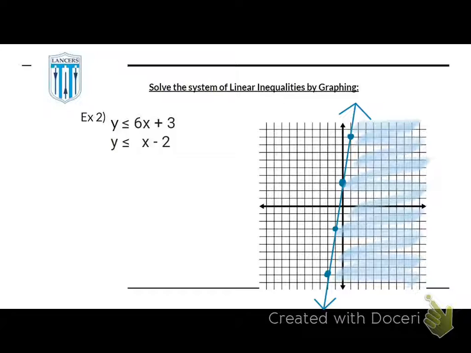For the second line, where am I putting my first point? -2 on the y-axis. From there I could go up 1 right 1, or down 1 left 1. My line would be what kind of line? A solid line through those points.